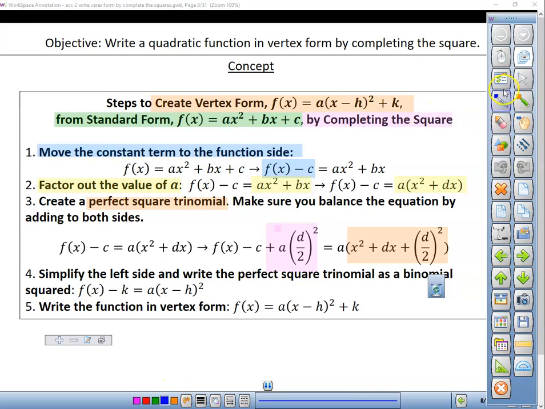All right, hello there. This lesson is on writing vertex form from standard form by a method we call completing the square. The steps for that method are shown here, but they can look rather complex. So we're going to go through an example and see how it works with our functions that involve numbers.